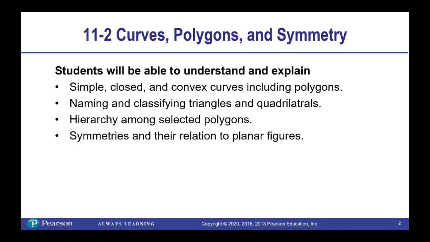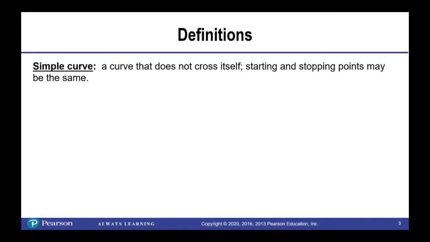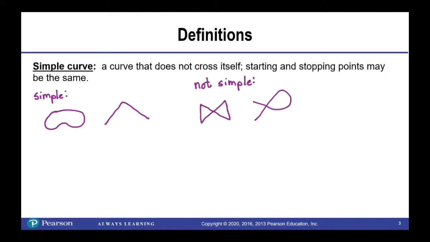So let's get started. A simple curve is a curve that does not cross itself. These two curves are simple because they do not cross themselves. These two curves are not simple because notice that they cross themselves.